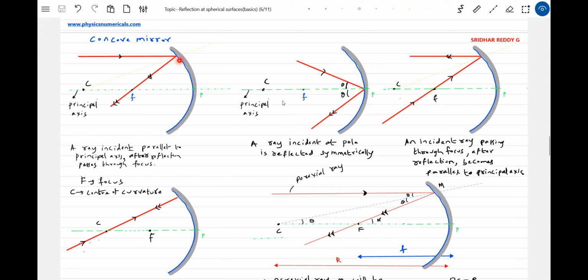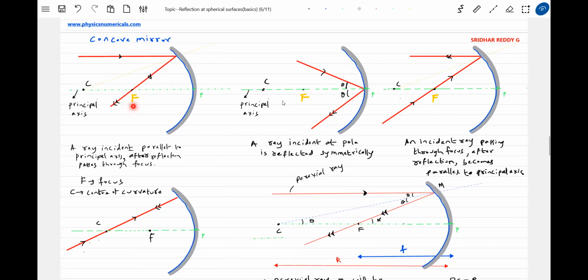A ray incident parallel to the principal axis. Look at this ray. After reflection, it will pass through a point on the principal axis called the focus. We'll call this particular point a focus here. So what is F? This F is called the focus. At one particular point, the ray will intersect the principal axis. That particular point, I'll call it the focus.